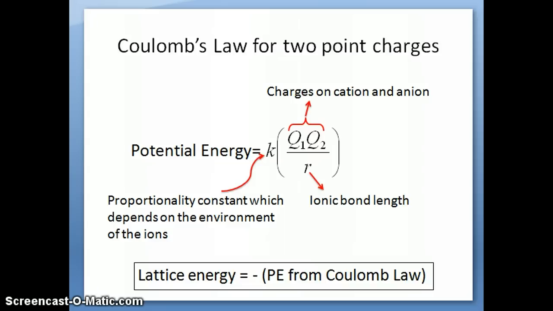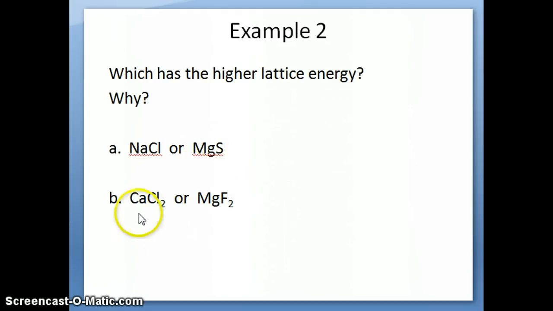Okay. Now let me show you what we're going to use this for. The importance here is in solving problems like this. For example, you have two different ionic compounds here in A, NaCl or MgS. The other one is CaCl2 or MgF2. And the question is which one has the higher lattice energy, and the second question is why.